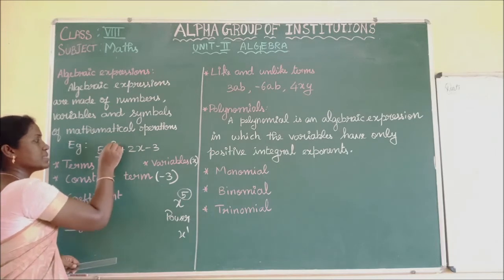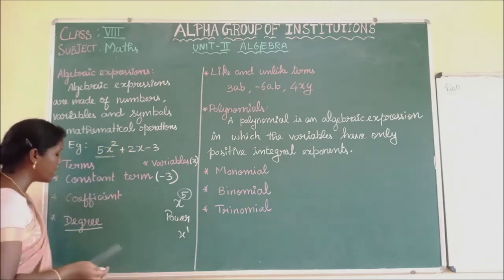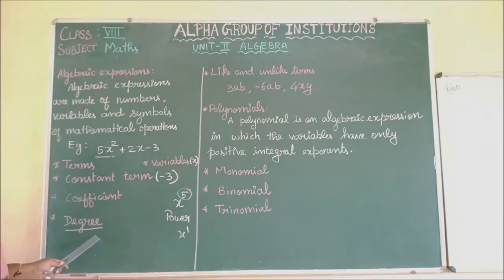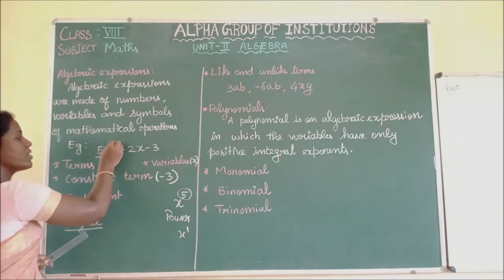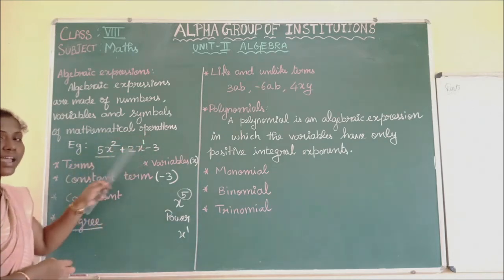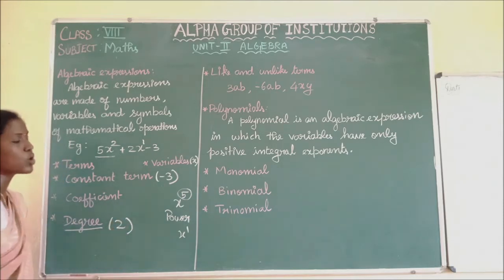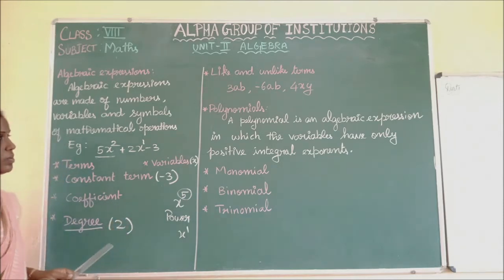So if the expression has different powers, the highest power comes under the degree of the polynomial. So here what are the powers we have? 2, 1. The variable has the powers 2 and 1. Which is the highest power? 2. That is called the degree of the polynomial.